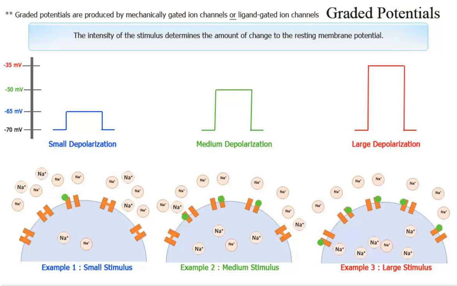So these changes in the resting membrane potential are called graded potentials. And the term graded potential represents the fact that the size of the change depends on the size of the stimulus. A small stimulus would give you a small change, and a large stimulus would give you a large change.